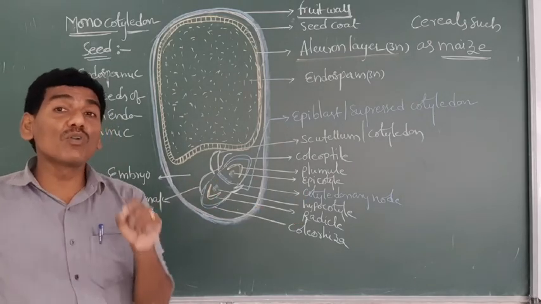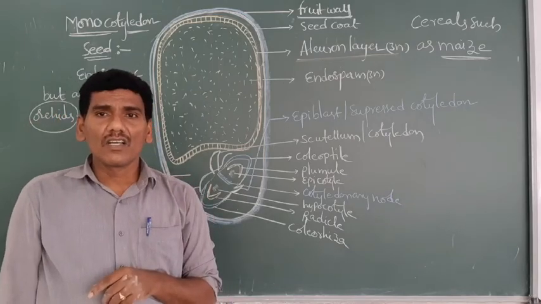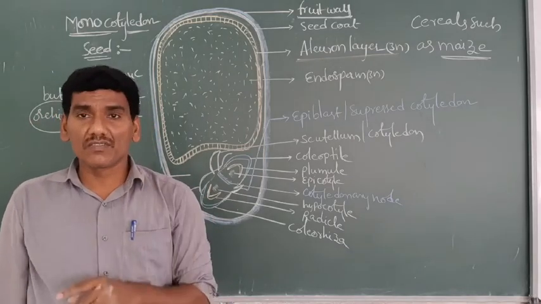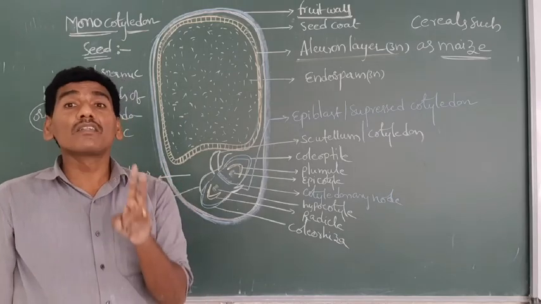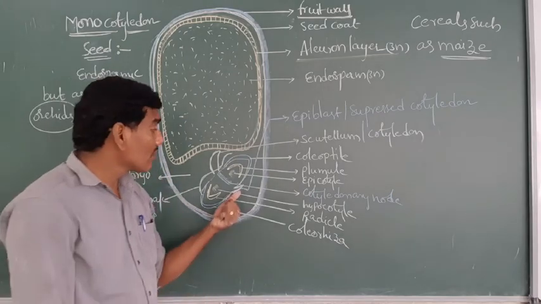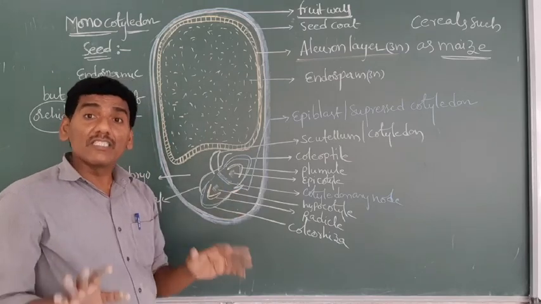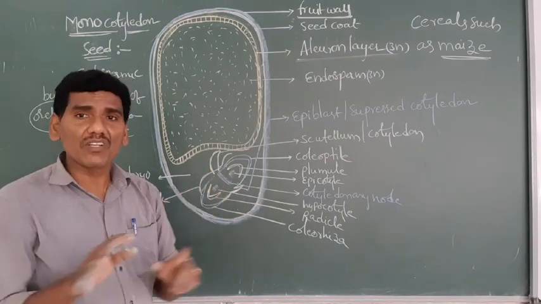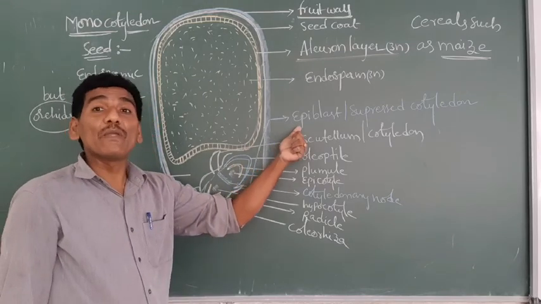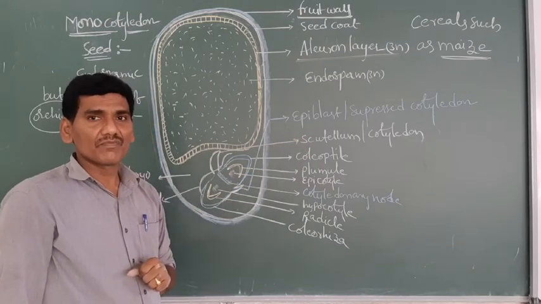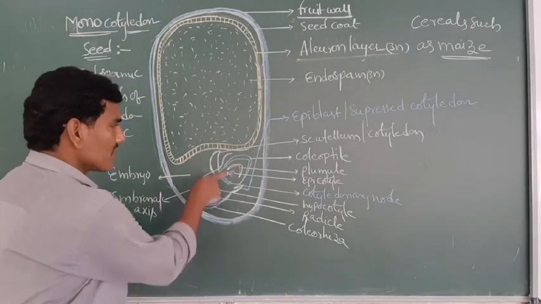Why in a monocotyledon seed is one cotyledon present? Generally in monocotyledon embryos, two cotyledons are developed, but one cotyledon is present in a suppressed condition. That suppressed cotyledon is also known as the epiblast.